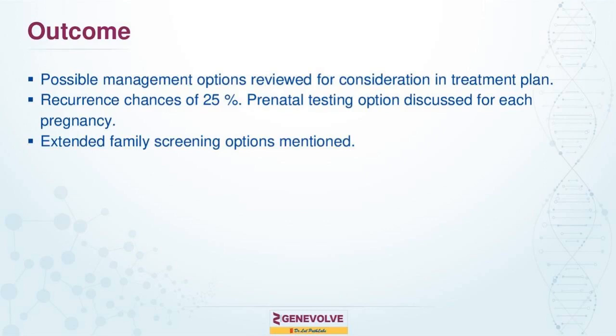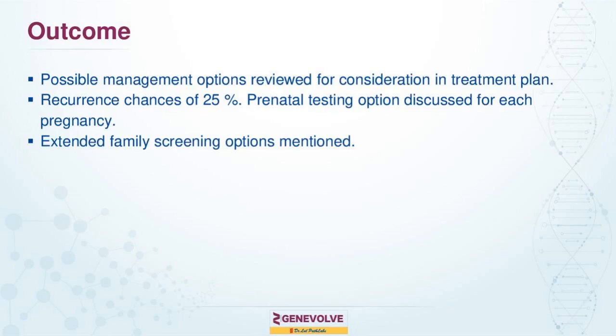Further, since it is an autosomal recessive condition, there is always a 25% chance, hence the prenatal testing option is also available for the couple. Further, during the counseling sessions, we got to know that they belong to a very close-knit community and marriages in similar families are quite frequent. So extended family screening can also be discussed to bring about more awareness.